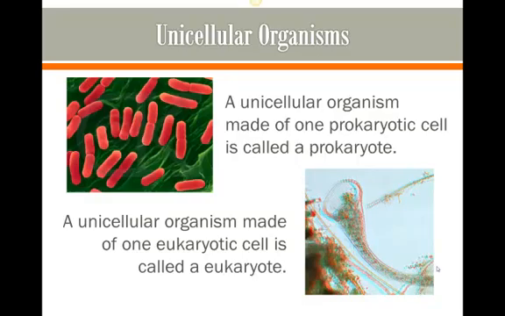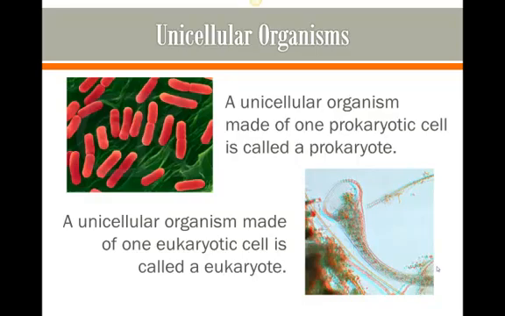Now we get into the terms that we've studied before, so this is just a review of prokaryotic and prokaryote. Prokaryotic is the adjective. So if a unicellular organism has a prokaryotic cell, that means the organism is a prokaryote because it only has one cell and it's prokaryotic. A unicellular organism that has a eukaryotic cell is a eukaryote.